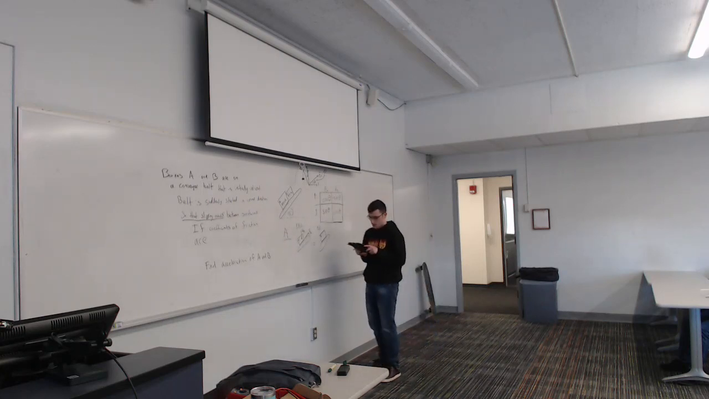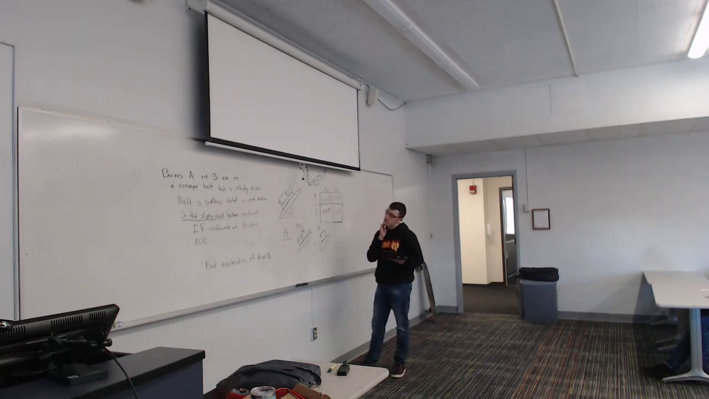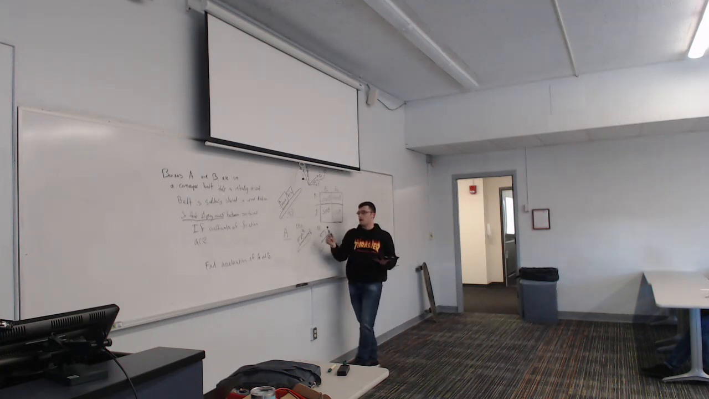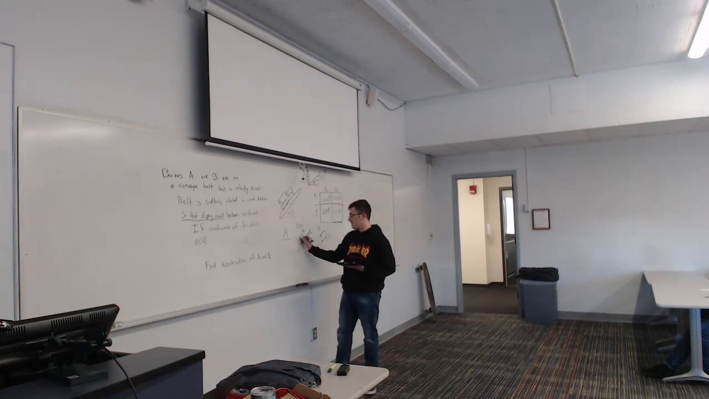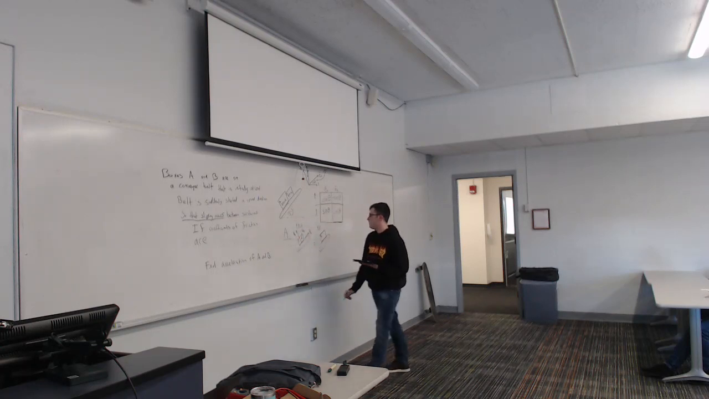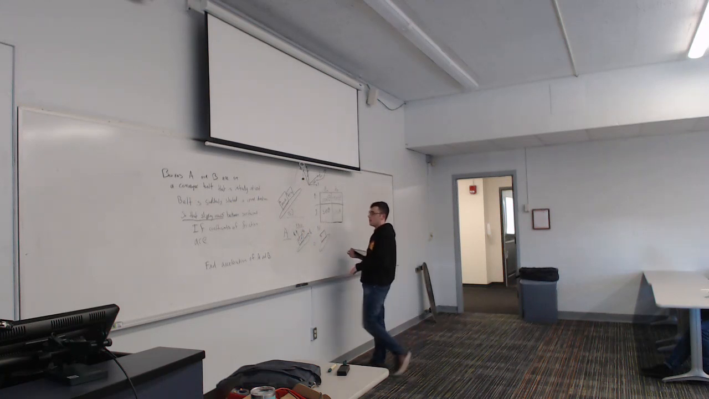Okay. Then there is one more force here. So we have the weight of A, the frictional force on A, and then the normal force of A, which I'm going to call NA. Okay, so that's all the forces.